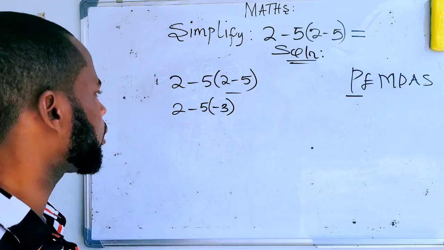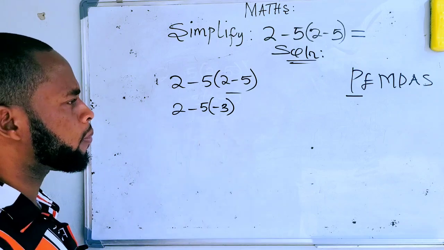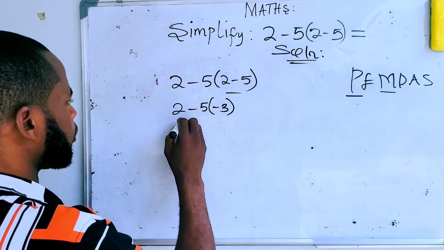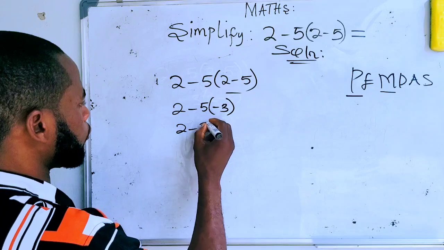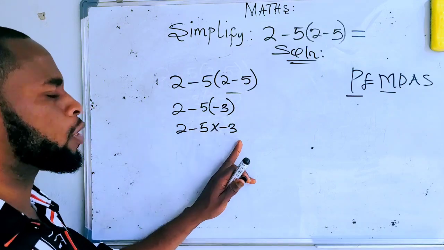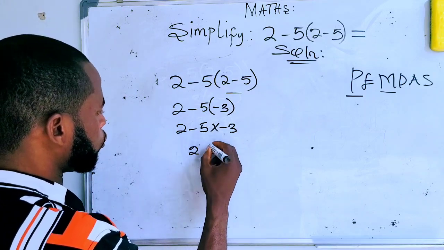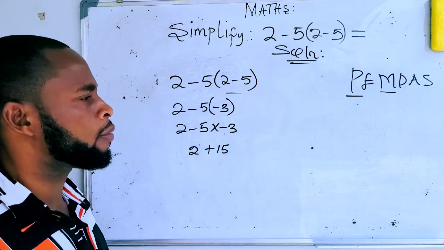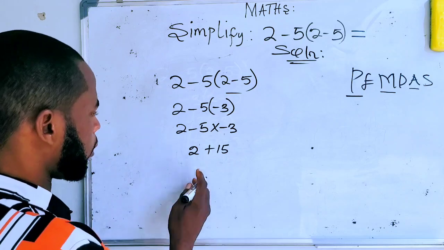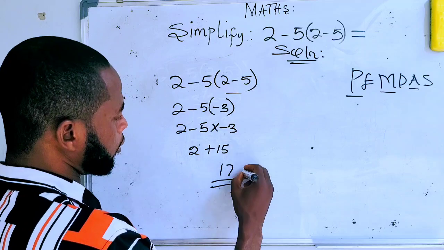Then the next step is for us to remove this bracket, that's multiplication. We are going to consider this multiplication. Then we have 2 minus 5 multiplied by minus 3. Minus 5 times minus 3 will give us plus 15, and we have 2 plus 15. Then lastly, we consider addition here: 2 plus 15 gives us 17, and this is the correct answer.